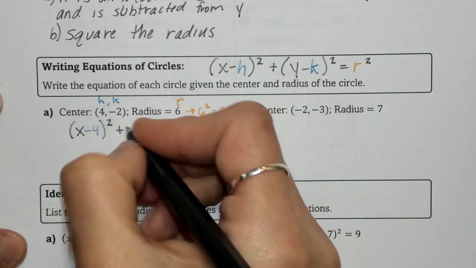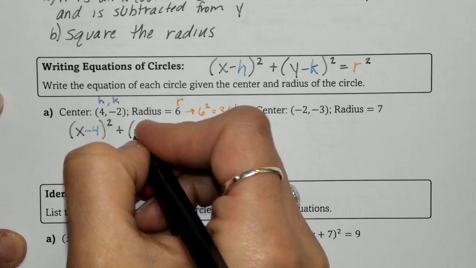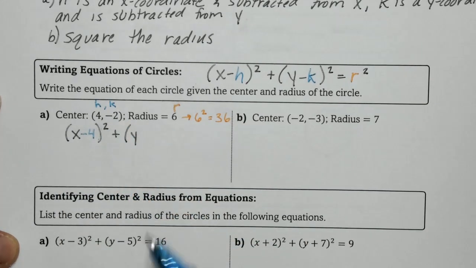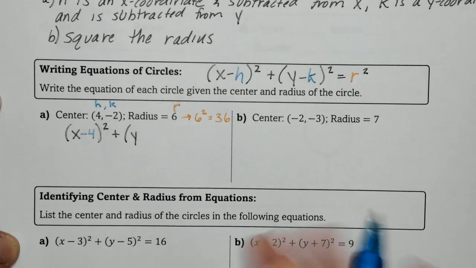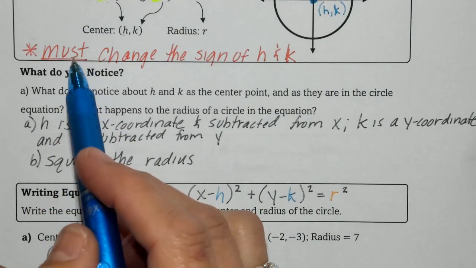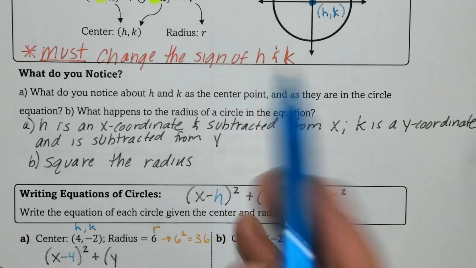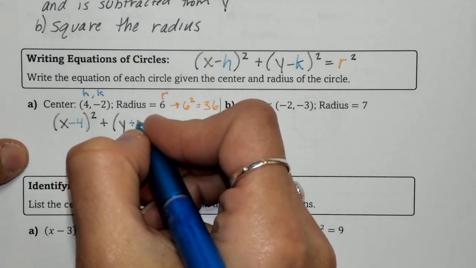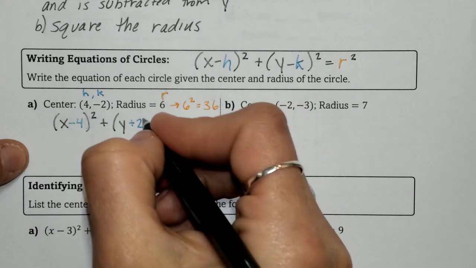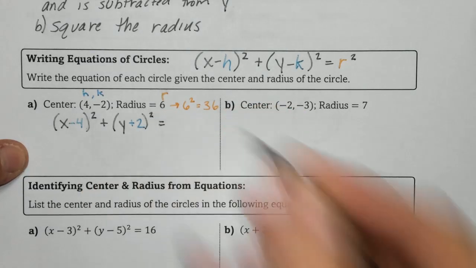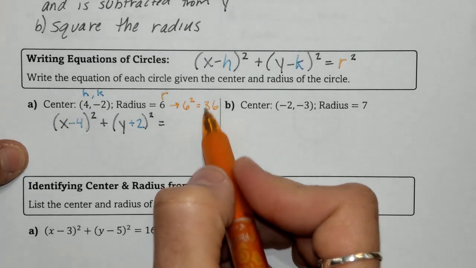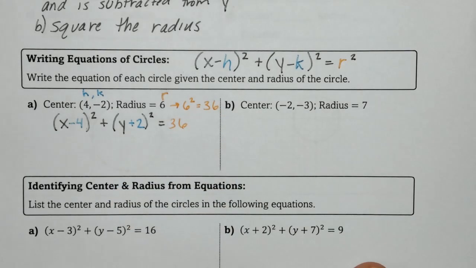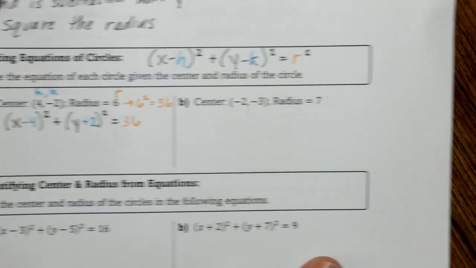And now we're going to go to y minus k. Now keep in mind, we have a negative 2. Minus a negative is going to change to a plus. Must change the sign of h and k. So k is a negative 2. We now want to make it a plus or positive 2 squared, all equal to our radius squared, which was 36. And there's your equation. That's all you have to do. I encourage you to try the next one on your own.